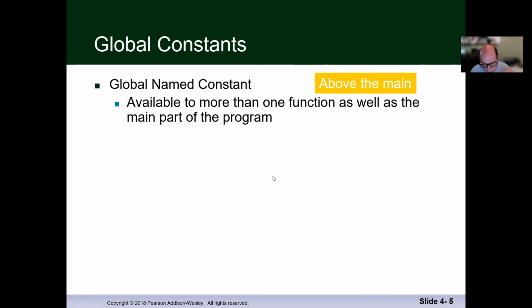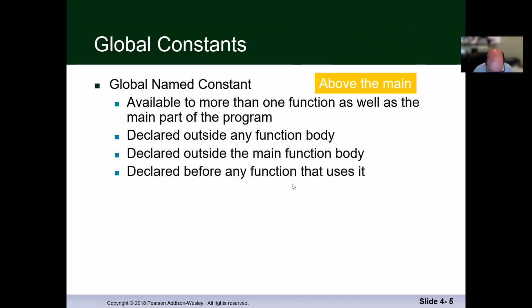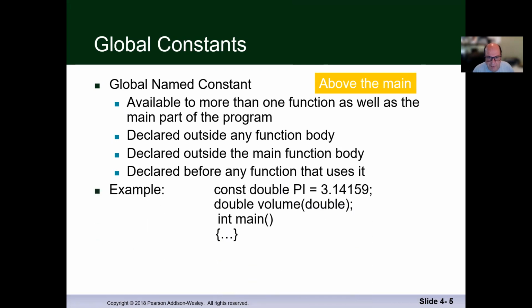In future chapters, you're going to learn how to create a header file and how to put your global constant in the header file. And every time you move your CPP file, you're going to move your header file as well. So it's outside of any function body, and it's declared outside of main. So every function can use it.